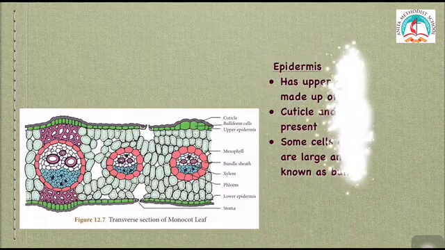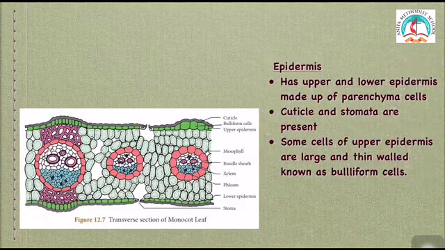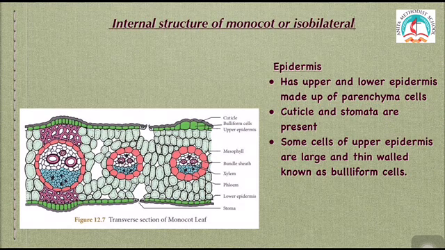Next, we are going to see internal structure of monocot leaf, which is otherwise called isobilateral, which means they cannot be differentiated into palisade and spongy parenchyma. So the first structure is epidermis. You can see two epidermis, upper epidermis and lower epidermis. Cuticle and stomata are present. See, a thick cuticle is present, the grey color portion, and in between you can see stomata.